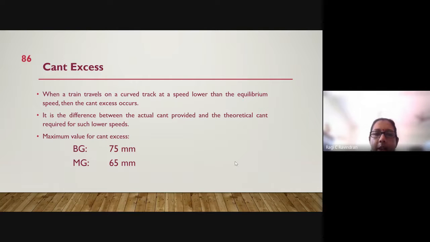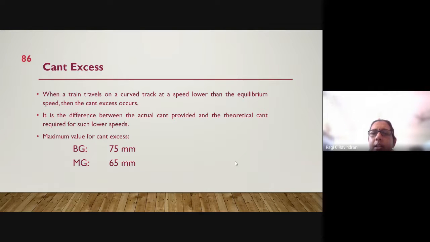So after solving that problem, you will know how to find out the equilibrium cant or how to find out the average speed if some data like degree of the curve or a set of values of number of trains and their corresponding velocity or speed are given. Okay, so now let's move to cant excess.